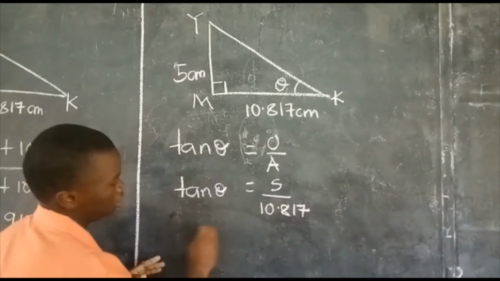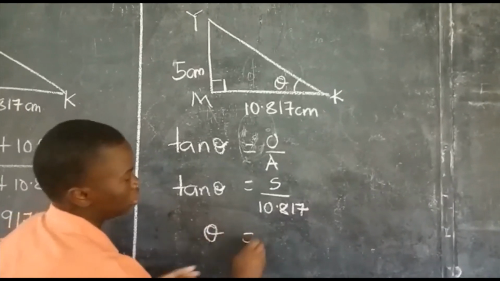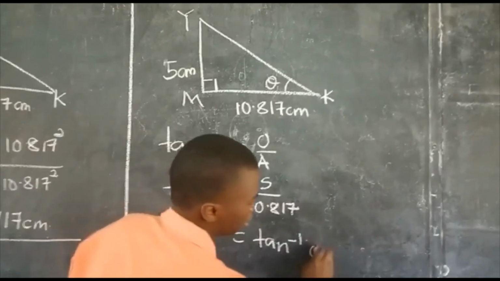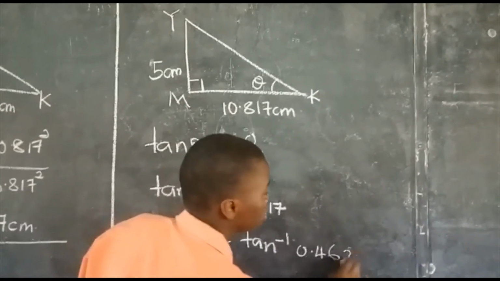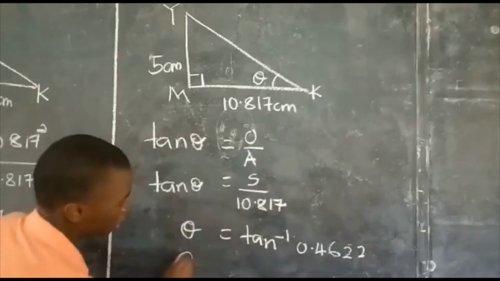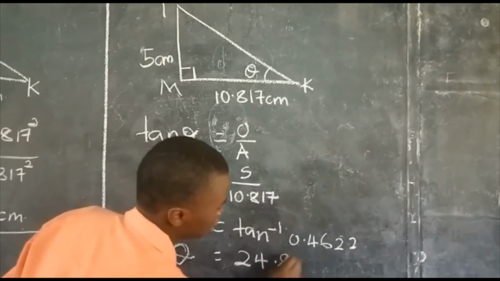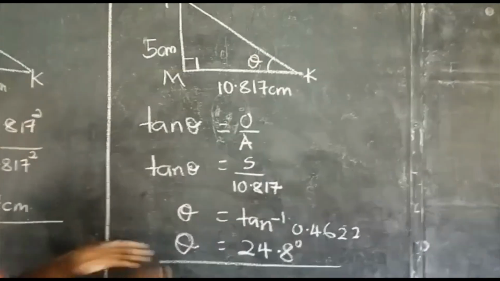Therefore, our theta is equal to tan inverse of 0.4622, which gives 24.8 degrees. Therefore, this is our angle.